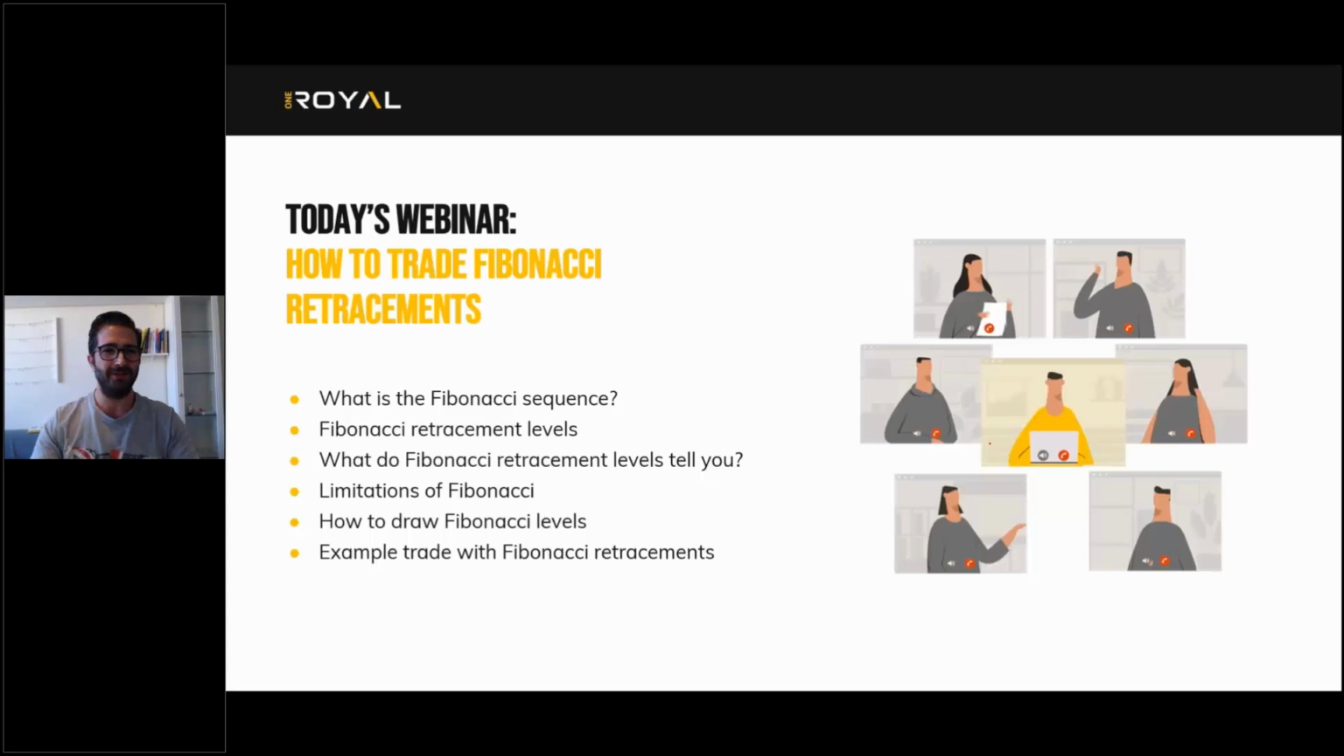Our topic today is how to trade Fibonacci retracement. We have these points that we will cover today: what is the Fibonacci sequence, Fibonacci retracement levels, what Fibonacci retracement levels tell you, how we can use Fibonacci retracement, the downside of using Fibonacci, and finally we will show you how to draw Fibonacci levels, and give you an example on MT4.